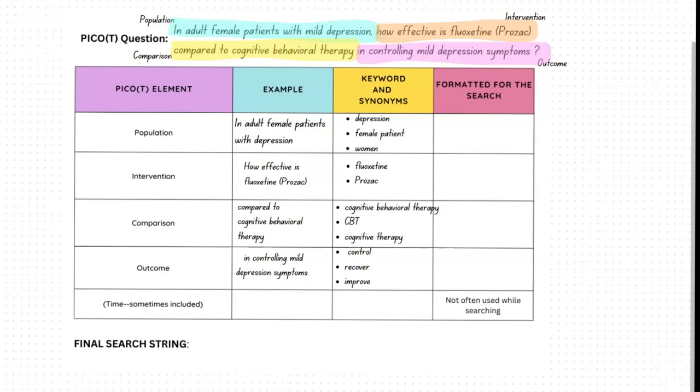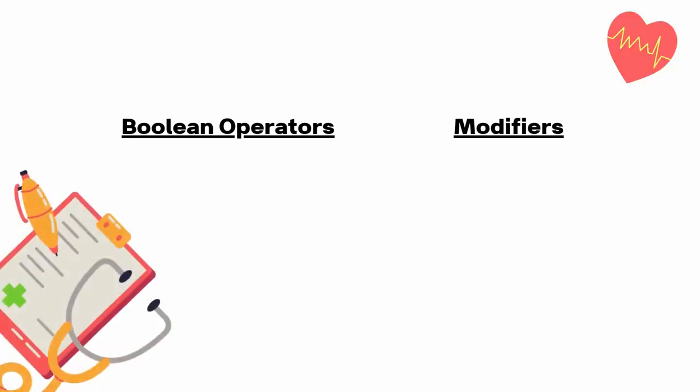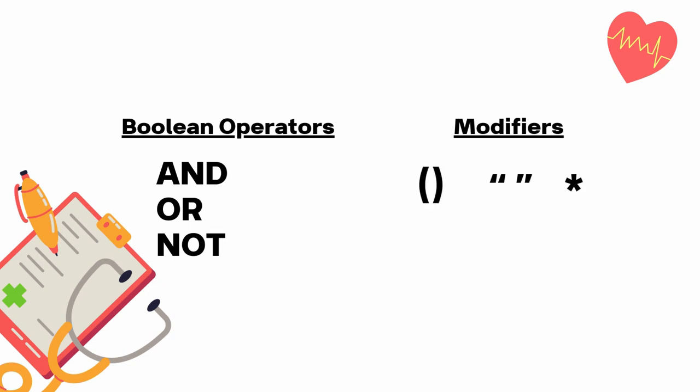Once we've identified those words, we have to join them together to create a search string that we use to search in nursing databases. To format the words into a search string, we have to join them with Boolean operators and modifiers. This is things like and, or, and not, and punctuation marks like parentheses and quotation marks.